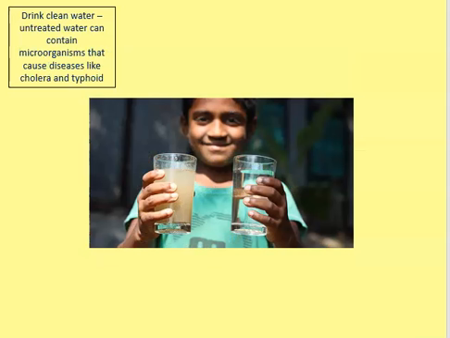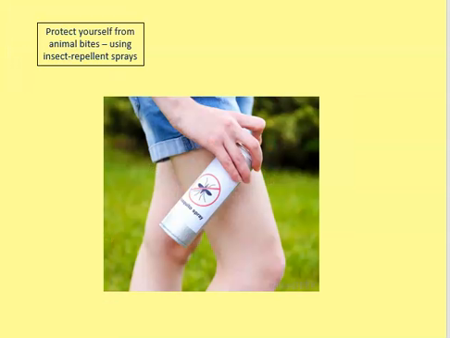The next one, we're lucky enough in this country to have clean water, but untreated water does contain microorganisms that can make us really poorly. Like I've said, we are very lucky here to have clean water in a tap. We can drink water at our leisure, but some countries are not fortunate enough to have that. And the last one is to protect yourself from animal bites using insect repellent. So that will stop, for example, the mosquitoes in certain countries from biting you and therefore spreading the disease.